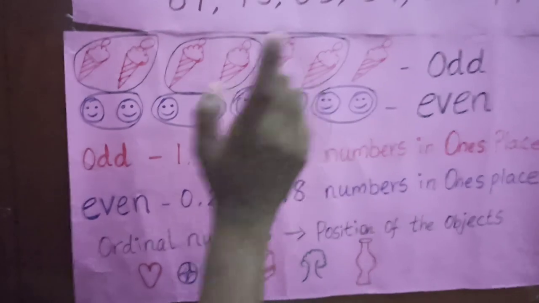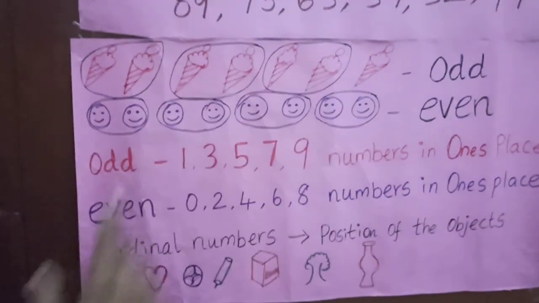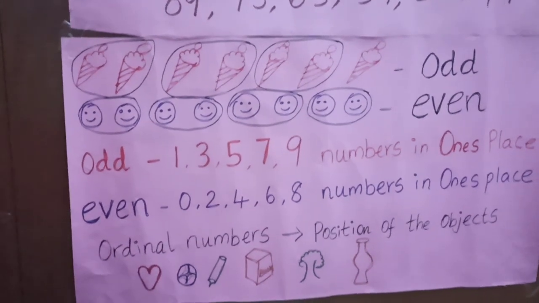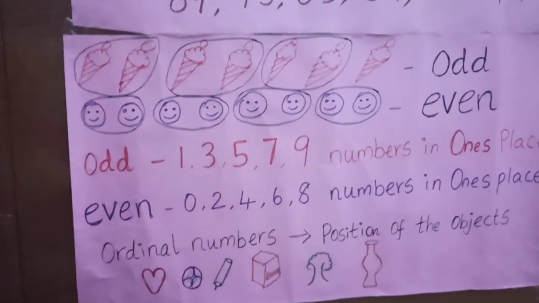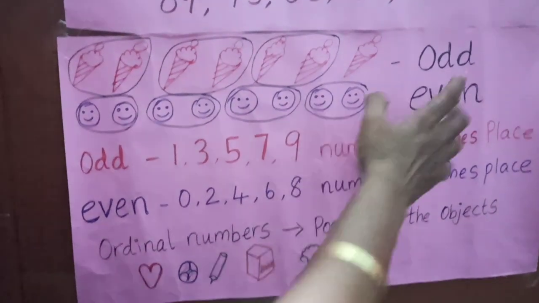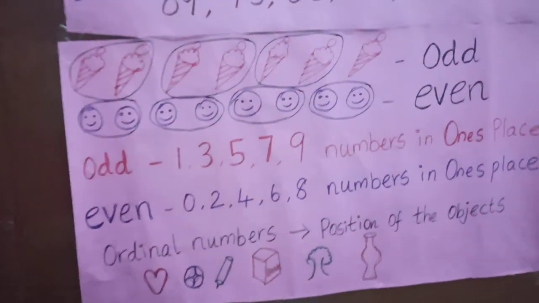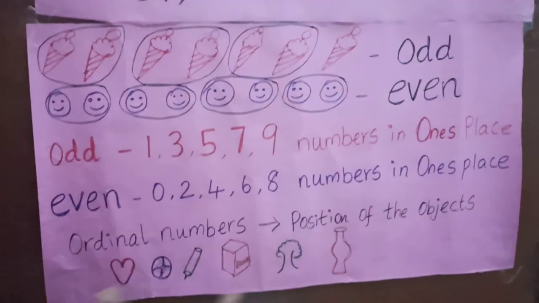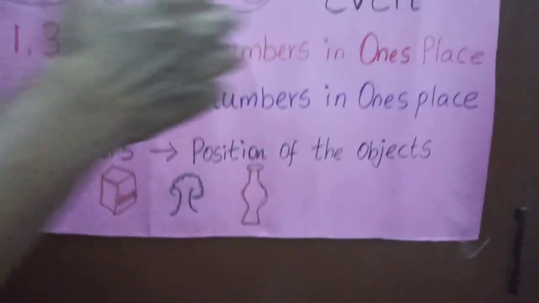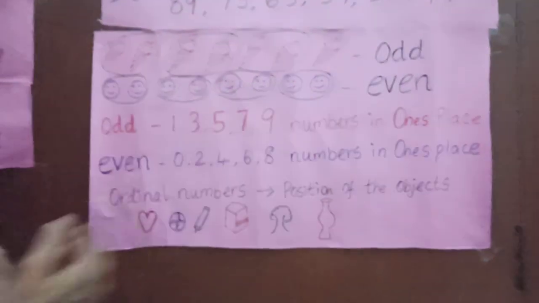See here, how many are left? Is any number left here? Yes. One ice cream is left over here. When I am pairing things, if anything is left over, that number is called an odd number.